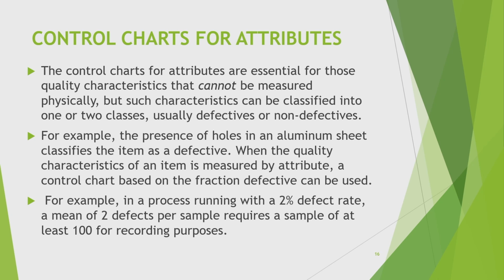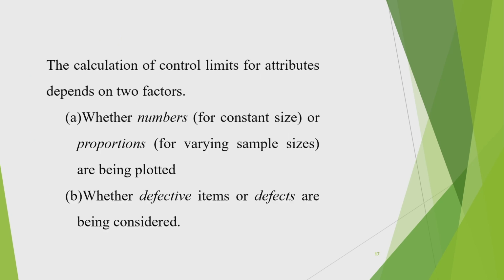When the quality characteristic of an item is measured by attribute, a control chart based on the fraction defective can be used. For example, in a process running with a 2% defect rate, a mean of 2 defects per sample requires a sample of at least 100 for recording purposes.